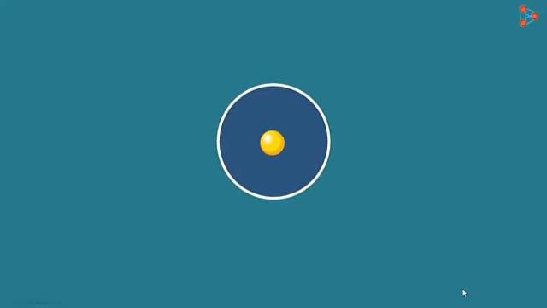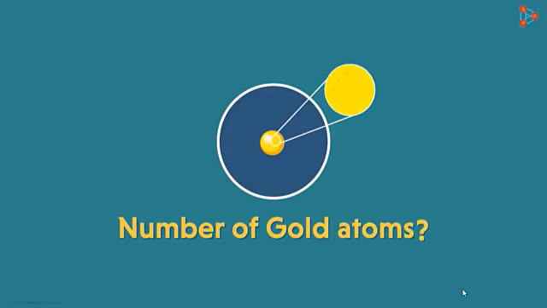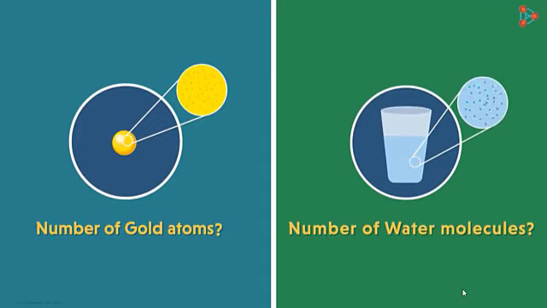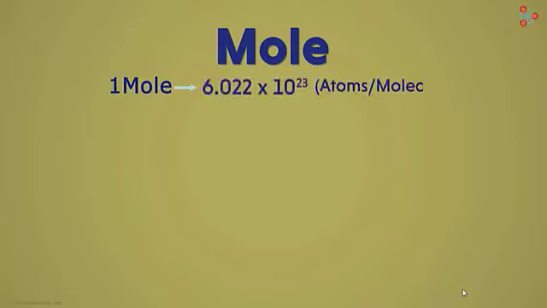Looking at this pure gold, can you tell me how many gold atoms are present in this? Or wait, looking at this glass of water, can you tell me how many water molecules are present in it? You will probably say that it's practically impossible to calculate the number of atoms or molecules in these examples. But astonishingly, chemistry has an answer to this as well. That brings us to the concept of mole. What does it mean? It's very easy. 1 mole of anything has 6.022 times 10 raised to 23 atoms or molecules or particles present inside it.